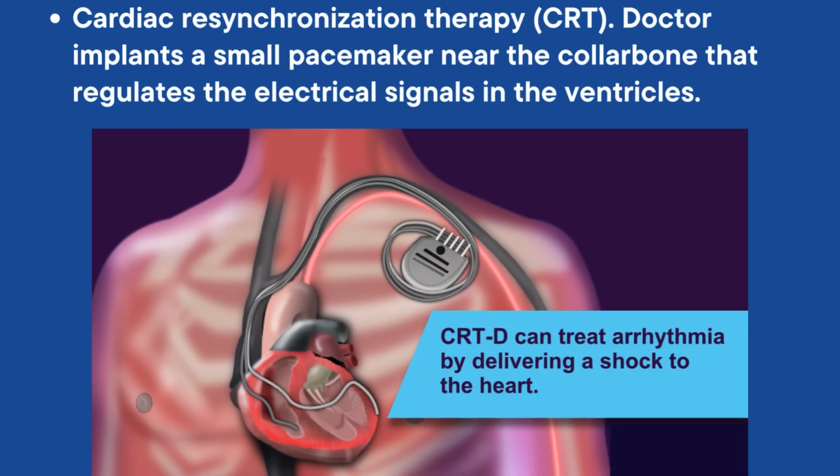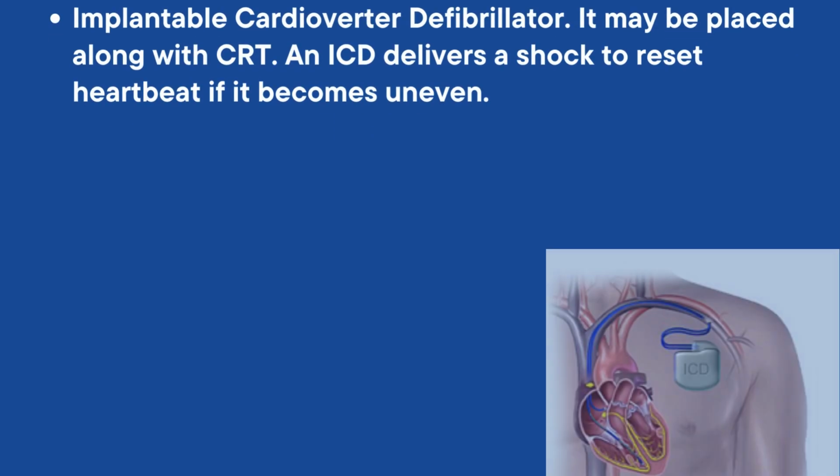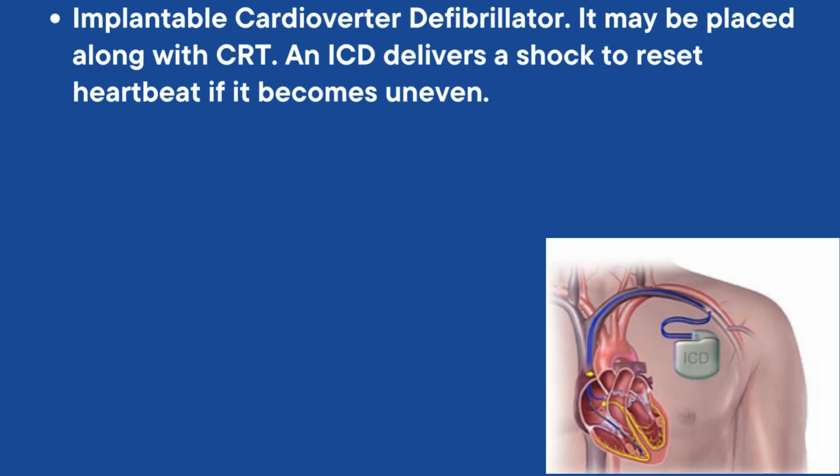In cardiac resynchronization therapy, a small pacemaker is implanted near the collarbone that regulates the electrical signals in the ventricles. An implantable cardioverter defibrillator, or ICD, is a small device placed under the skin just below the collarbone. The patient may get it along with a CRT. An ICD delivers a shock to reset the heartbeat if it becomes uneven. It is the most effective way to prevent life-threatening problems like sudden cardiac death from ventricular tachycardia. An ICD is more effective than drug therapy for prevention of sudden cardiac death due to ventricular tachycardia and ventricular fibrillation.